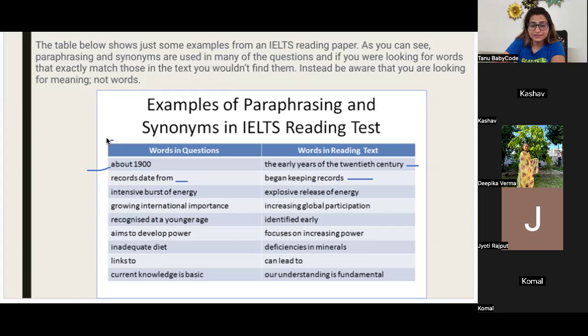So try to understand कि आपके questions में आपको ये words होंगे, but reading text में आपके different words होंगे, but the meaning is same. Am I clear, everyone? Are you getting these examples of paraphrasing and synonyms? Yes, everyone? Yes, ma'am.